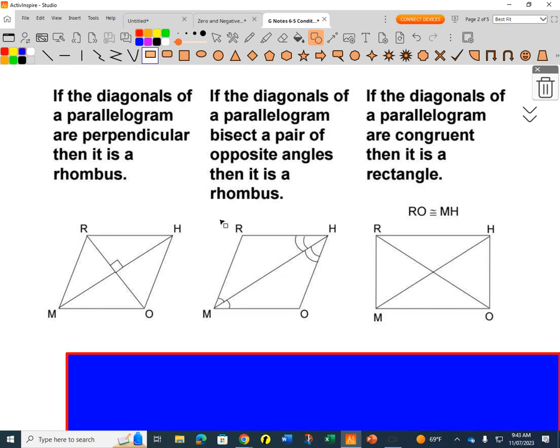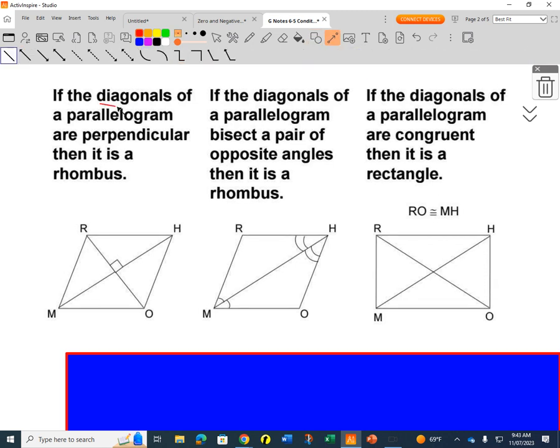There's not a lot to write here, so I'm going to ask you to underline some things. If the diagonals of a parallelogram are perpendicular, then it is a rhombus. So we are just going to underline diagonals, perpendicular, rhombus.